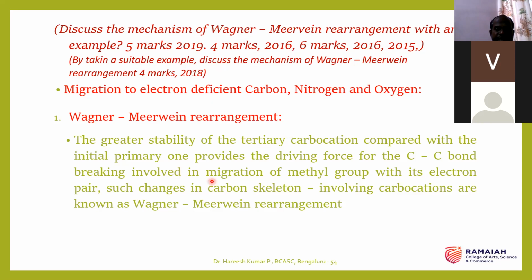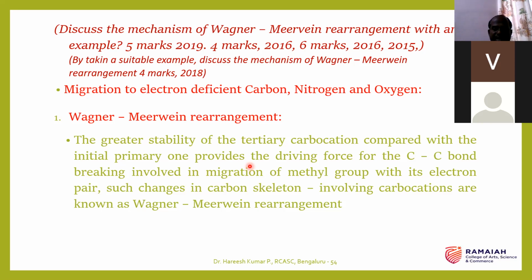So what will happen here? I think you know the SN1 reaction. What is happening in the SN1 reaction? The leaving group goes out, and once the leaving group is gone, there will be a formation of carbocation. Usually in the SN1 reaction, the carbocation formed is on the primary carbon, a primary carbocation. If there is a possibility of migration of an alkyl or aryl group from the adjacent carbon to the carbocation, and that leads to a tertiary carbocation, such migrations are called Wagner-Meerwein rearrangement.